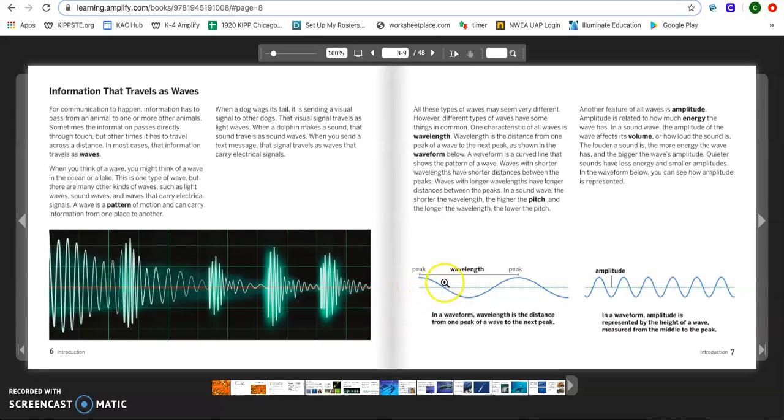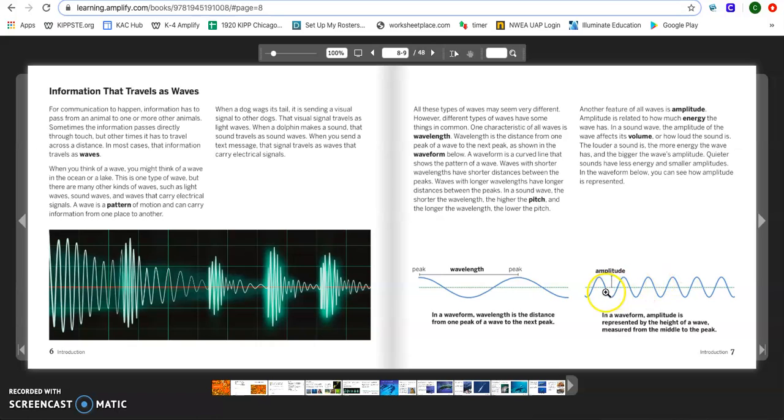All right, when I'm looking at this wavelength, I see the peak, right? So they're talking about the distance, and I'm thinking about the distance from one peak to another. And those dips seem to play a role there. So in a waveform, wavelength is the distance from one peak of a wave to the next peak. So you have one wave here, and then you have another wave there.